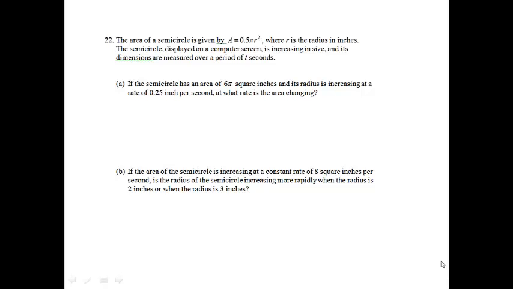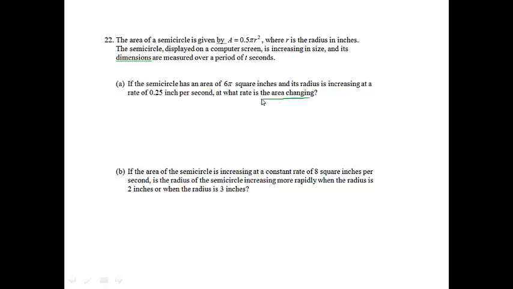Question 22. The area of a semicircle is given by A equals 0.5 pi r squared, where r is the radius in inches. The semicircle displayed on a computer screen is increasing in size, and its dimensions are measured over a period of t seconds. Part A. If the semicircle has an area of 6 pi square inches and its radius is increasing at a rate of 0.25 inches per second, at what rate is the area changing?